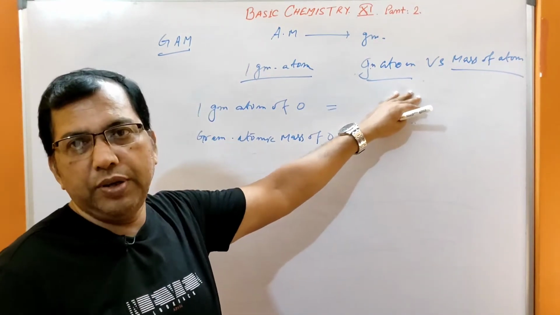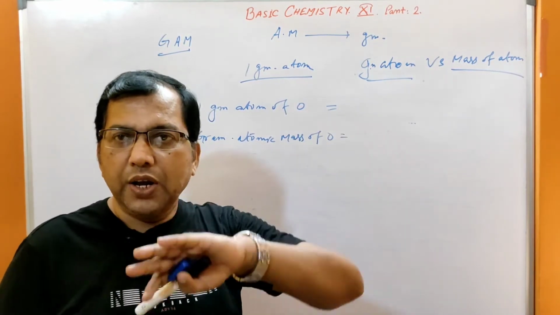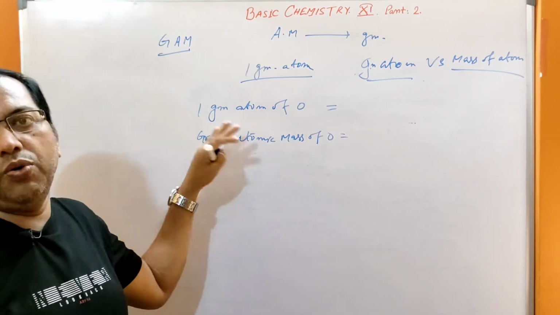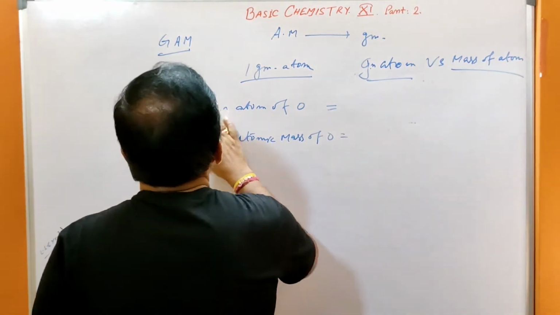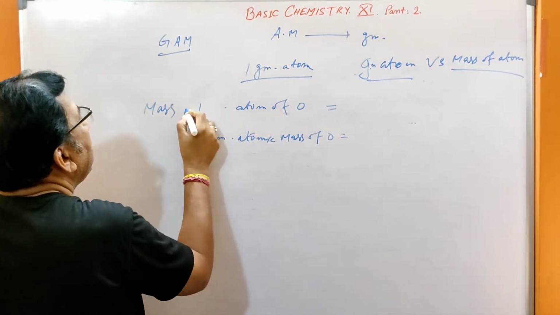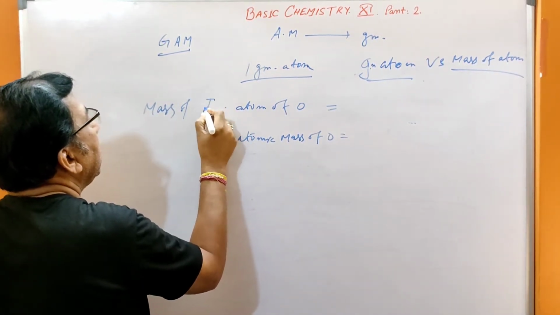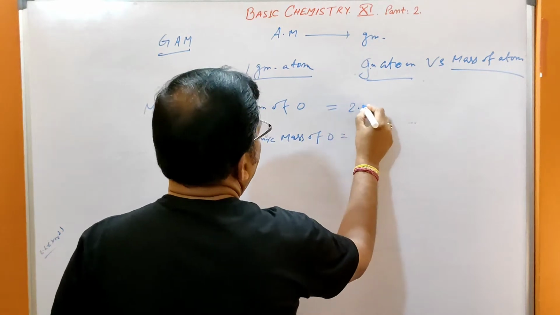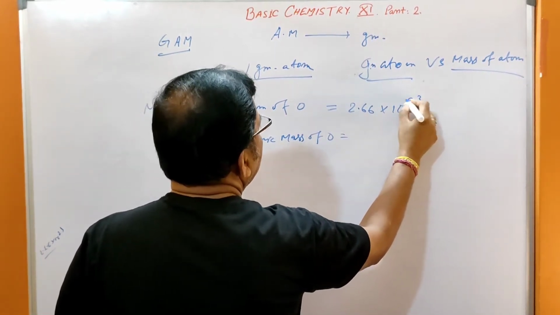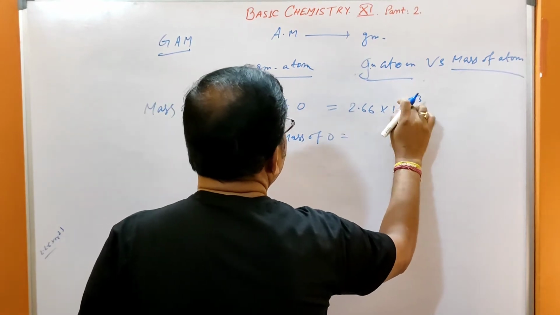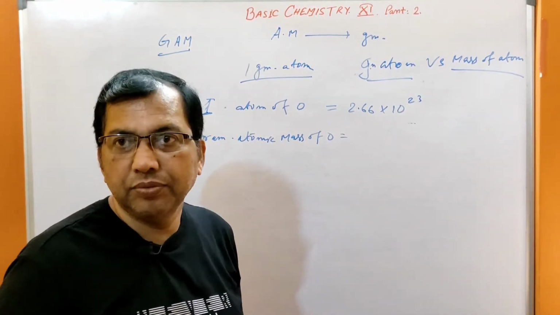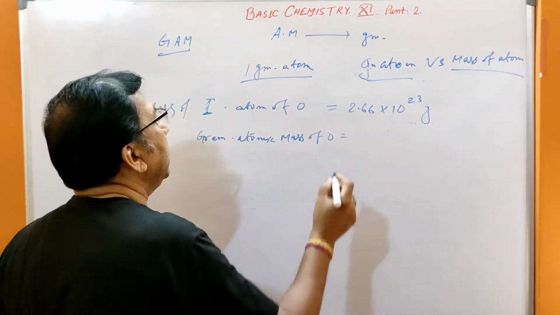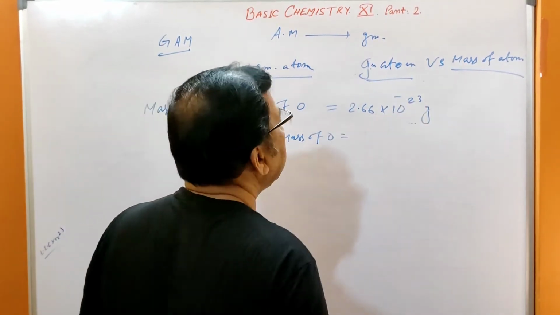Of an element का जो atom है, the mass of 1 atom of oxygen क्या होगा? Mass of 1 atom of oxygen equals to कितना? 2.66 × 10 to the power minus 23 gram. Clear?